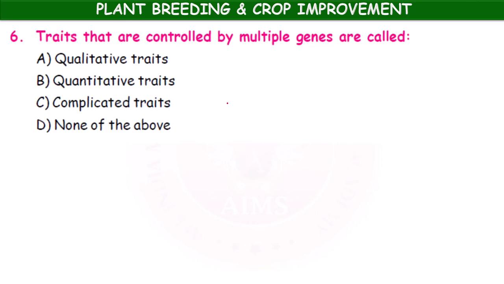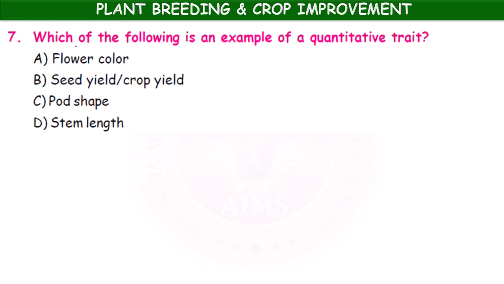The traits that are controlled by multiple genes are called qualitative traits, quantitative traits, complicated traits, none of the above. It is quantitative traits. Which of the following is an example of a quantitative trait? Flower color, seed yield, crop yield, pod shape, stem length. It is seed yield or crop yield, an example of a quantitative trait.